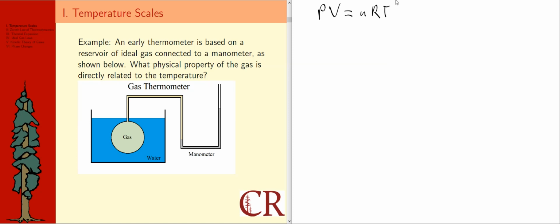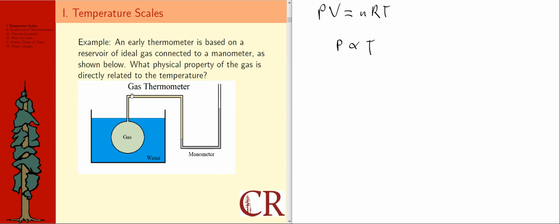And one of them was that for constant volume, pressure is proportional to temperature. And that might make sense from this formula. If volume is a constant value, if n is a constant value, in other words, a fixed amount of gas, and R is a constant because it's the gas constant, then pressure would be proportional to temperature. And in this case, as the temperature of this gas changes, the pressure in here changes.